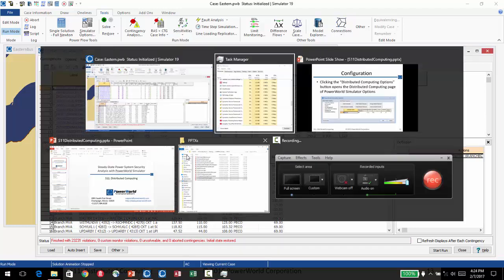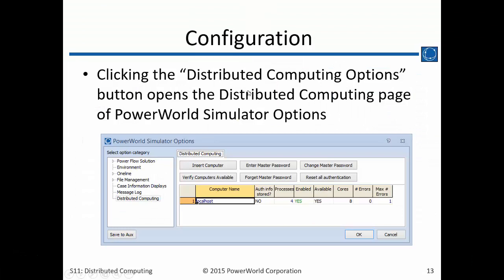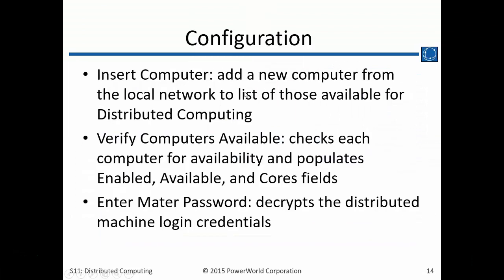So that's a summary of how that works. And again, if you've got multiple computers on a network, you can add those to the list, which can be really useful in cutting down the time if you've got tens of thousands of contingencies that you're trying to run.